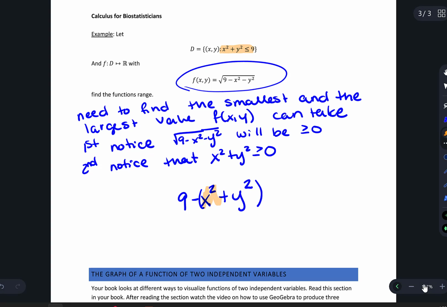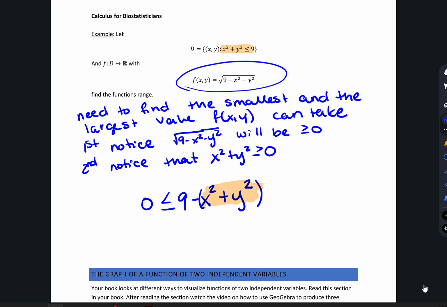So since the largest this piece right here can be is 9, and again that is from the domain, that means that the smallest the entire quantity can be is 0, because the largest x squared plus y squared can be is 9, so of course 9 minus 9 would be 0, and then 9 minus anything smaller than 9 is going to be greater than 0. So we know this quantity has to be greater than or equal to 0. So that gives us the smallest value, and we actually already knew this anyways from up above.